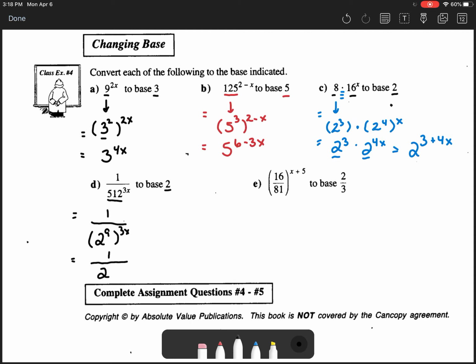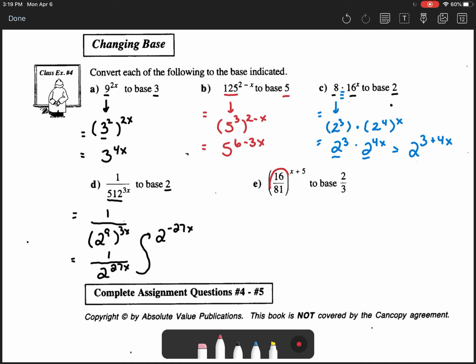So there's your 512, and it's still to the exponent of 3x. So this could actually be rewritten as 1 all over 2 to the exponent of 9 times 3, which is 27x. But I need to bring that up to the numerator. So now this is going to be 2 to the exponent of negative 27x. And there's your simplified expression, and that base 2 is what I want.